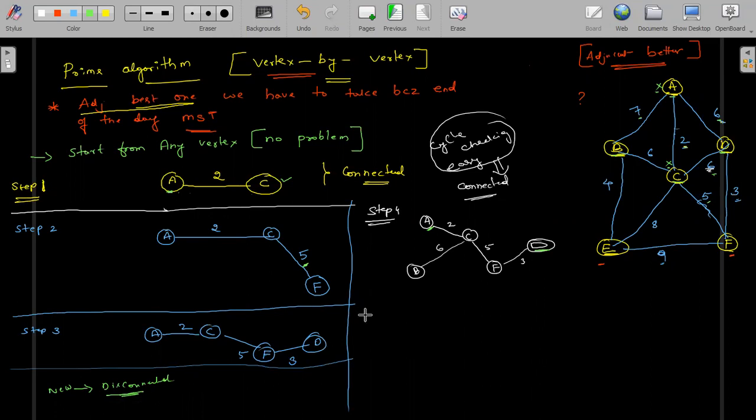Okay, fine. Now step 4 is okay. Everybody okay with step 4? Like that, step 5. We will see step 5 now.